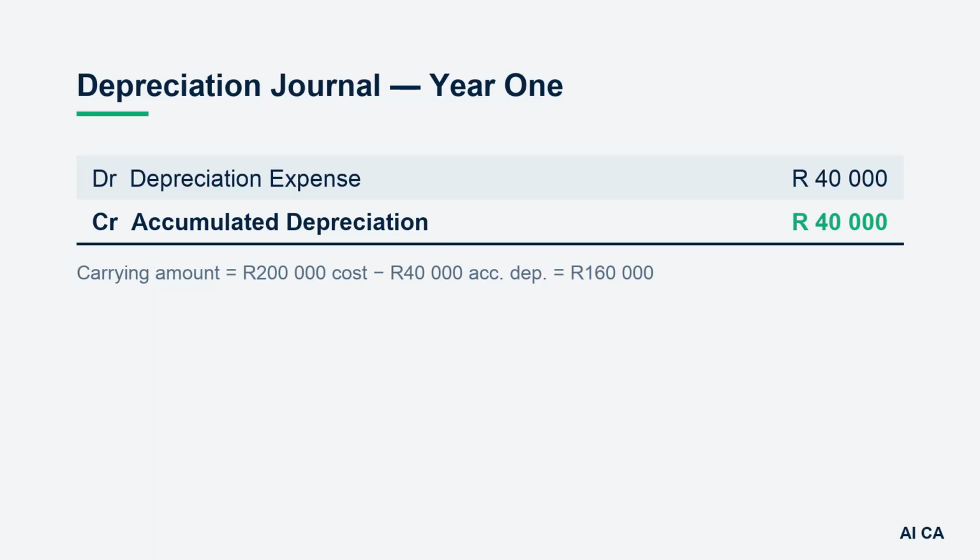Let's look at a depreciation journal to lock this in. A machine costs 200,000 Rand. Annual straight-line depreciation over 5 years is 40,000 Rand. We debit depreciation expense for 40,000. That reduces equity through the income statement. We credit accumulated depreciation for 40,000, a contra asset account. The carrying amount shown on the face of the balance sheet is cost less accumulated depreciation, but the gross cost remains intact in the ledger.